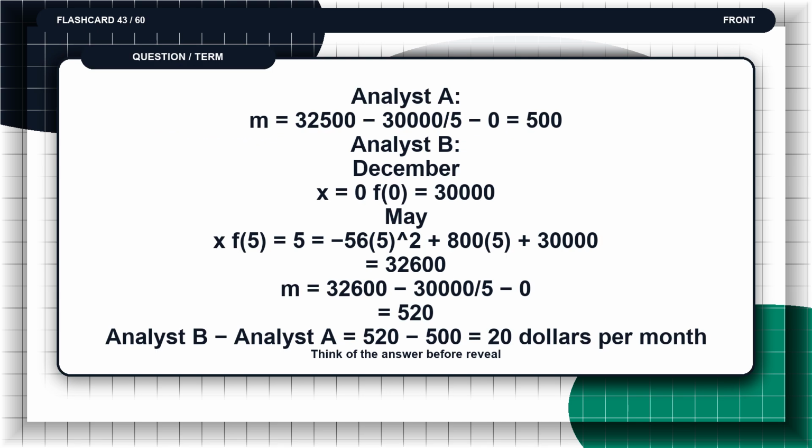Flashcard 43. Analyst A: the average rate of change equals (32,500 minus 30,000) divided by (5 minus 0) equals 500. Analyst B: at December, x equals 0, f(0) equals 30,000. At May, x equals 5, f(5) equals minus 56 times 25 plus 800 times 5 plus 30,000 equals 32,600. The average rate of change equals (32,600 minus 30,000) divided by (5 minus 0) equals 520. Analyst B minus Analyst A equals 520 minus 500 equals $20 per month. Think of the answer before the reveal.